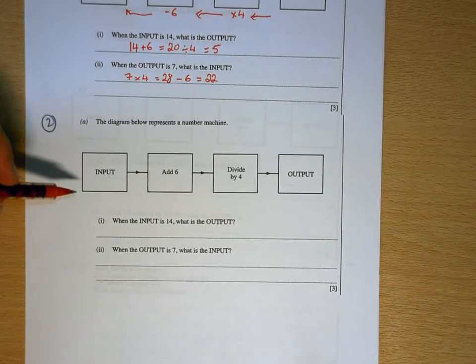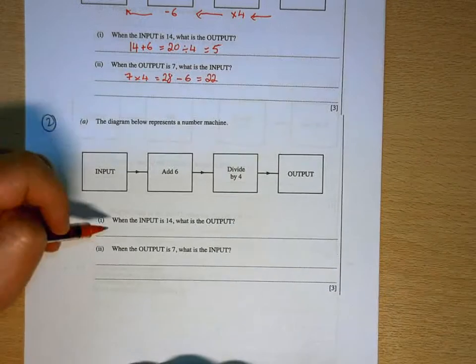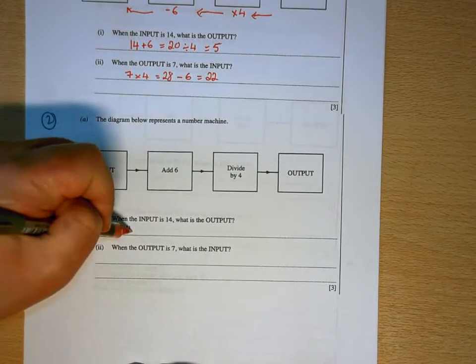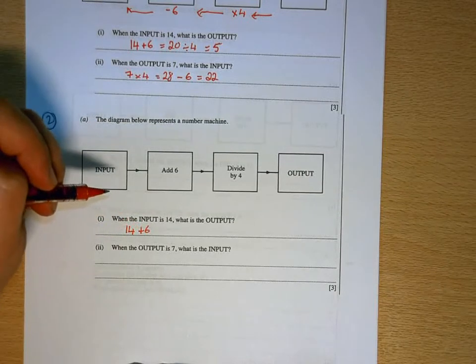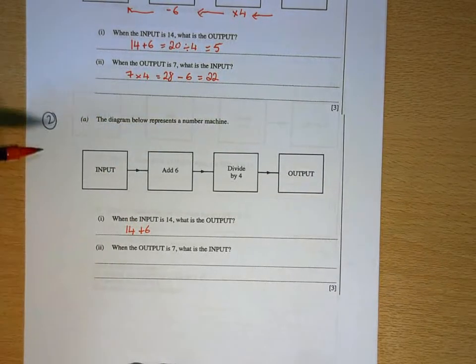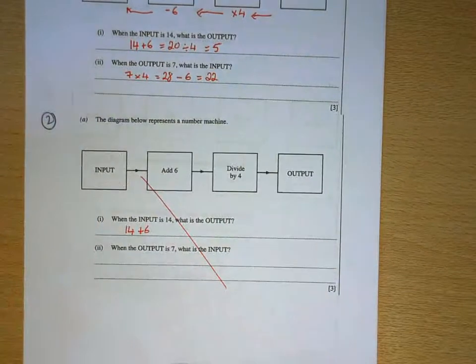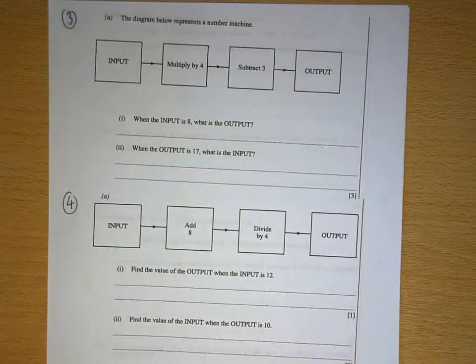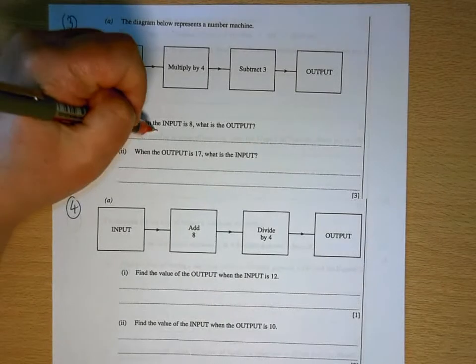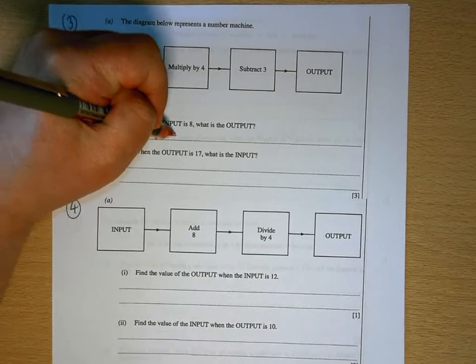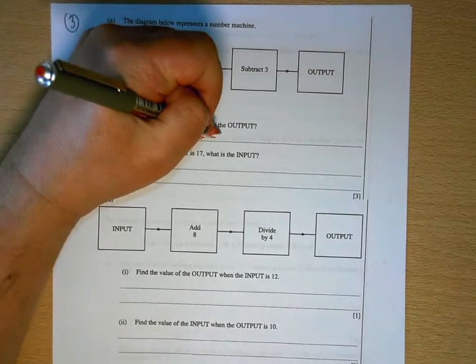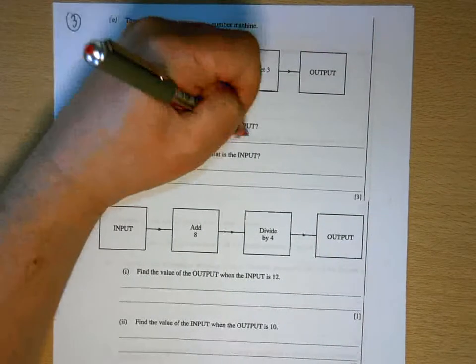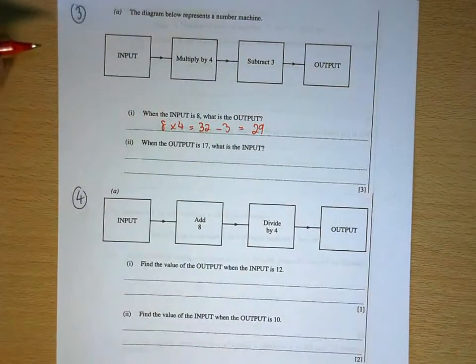Okay, so we'll rip rapidly through the rest of these number machines. Input is 14. First thing we're doing is adding 6 to give 20. This is exactly the same as the previous question, so we'll stick a line through that. Number 3. Input is 8. First thing we're doing is multiplying by 4. 4 8s are 32. Then we're subtracting 3 to give me an output of 29.